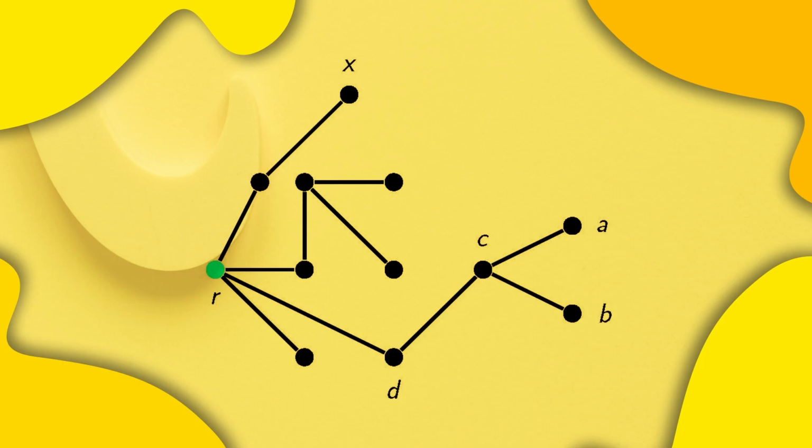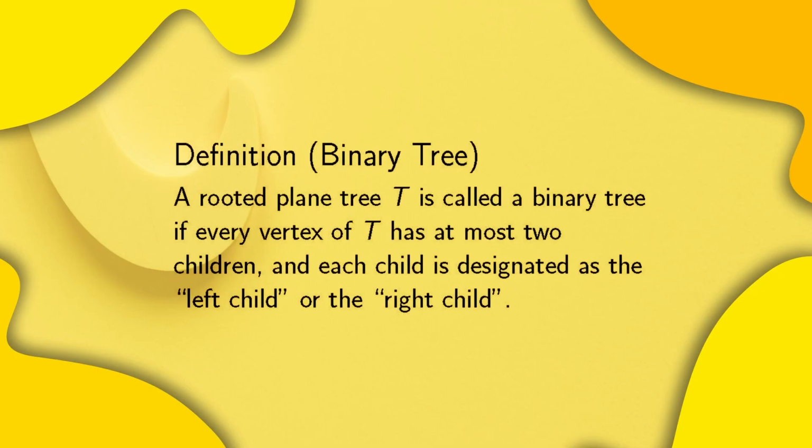Another concept is the concept of a binary tree. A rooted plane tree T is called a binary tree if every vertex of T has at most 2 children and each child is designated as the left child or the right child. Rooted plane tree means just a rooted tree which has been drawn in a plane, right. And so, if this is a binary tree, then each of its vertices has at most 2 children, and one of them is called the left child and another is called the right child.